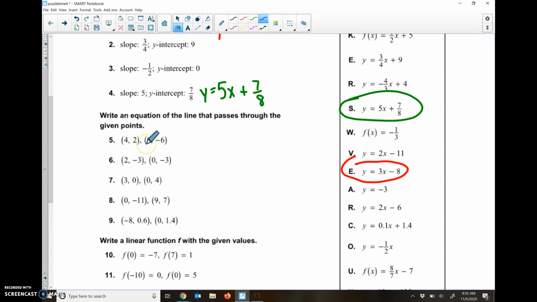5 through 9, they tell us half of the information. So if you remember, the y-intercept is when the graph crosses the y line. So in order for it to cross the y line, the x has to be 0. So they tell us that for all these problems.